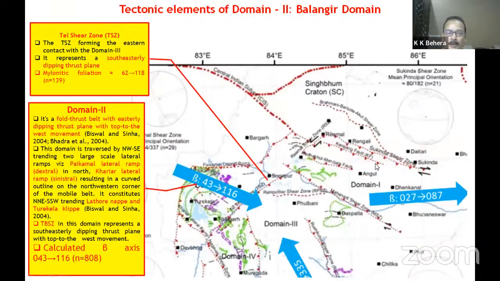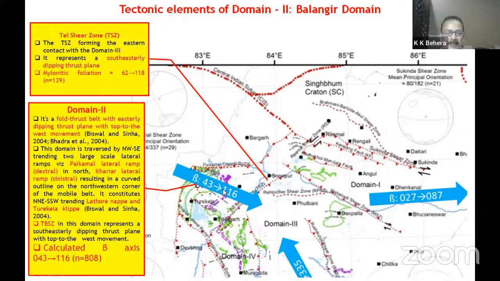And this is domain 2, lying west of the Tail shear zone. In this part, it is a fold thrust belt described by Biswal and Sinha. The domain is traversed by northwest-southeast trending large-scale lateral ramps, that is the Bicameral lateral ramps, and our Turkella Klippe, lateral nappe are there. Career lateral ramp, this is that area.